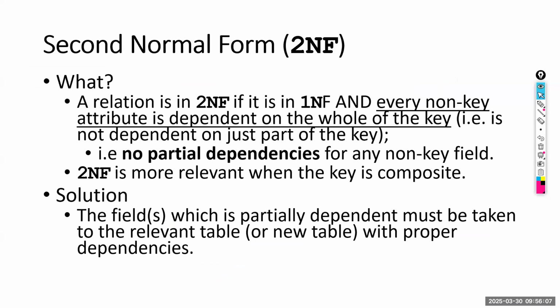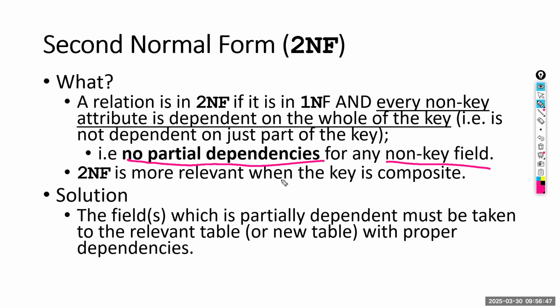Right. So now we move on to the second normal form. Now, if a table is in first normal form, only then do we look at whether it's in second normal form. Right. Second normal form says a relation is in 2NF if it is in 1NF, and that is why we say it's sequential. Every non-key attribute is dependent on the whole of the key, not part of it. Not part of it, whole of the key. In simple terms, we say no partial dependencies for the non-key fields.